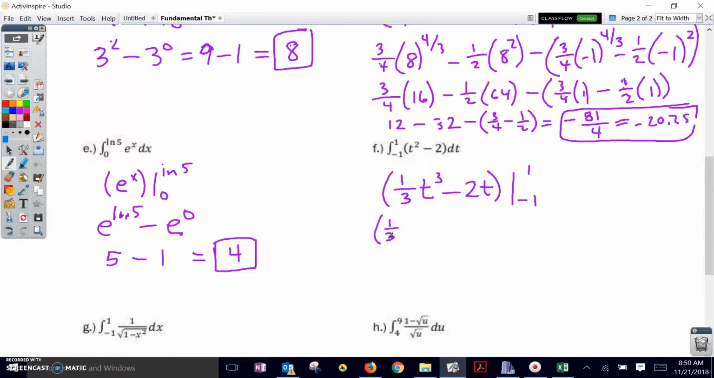And the antiderivative of minus 2 is going to be minus 2t. And we're going to evaluate this from -1 to 1. So we've got 1/3 times 1 to the third minus 2 times 1, minus 1/3 times -1 to the third minus 2 times -1.